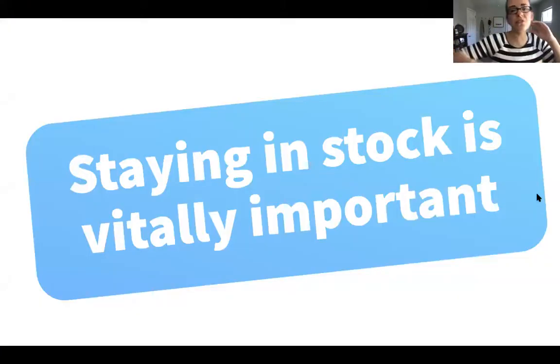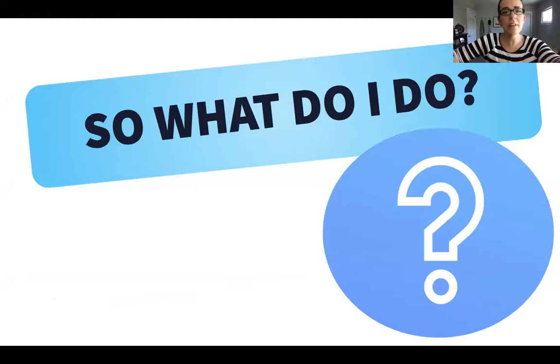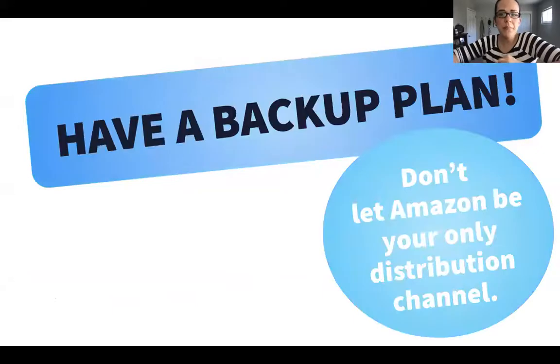So what would be the solution? Well, staying in stock is vitally important, of course, right? Even if Amazon makes it more difficult for us to do that. So let's talk about what do we actually do? How do you actually stay in stock more? And if you can't stay in stock, what can you do to mitigate the damage to your IPI score and the damage to your restock limits?